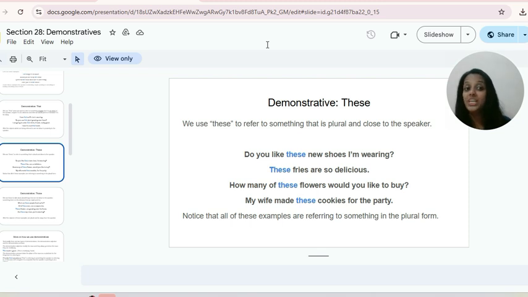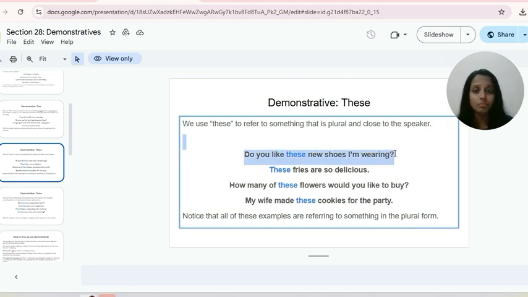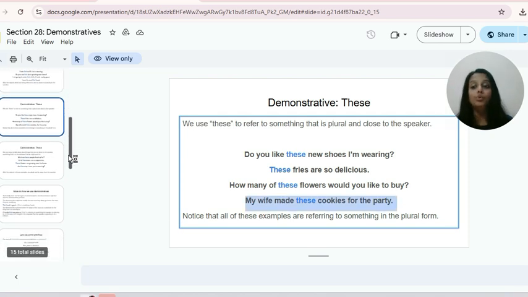So when do we use the word these? We use these to refer to something that is plural and very close to the speaker. Say, for example, do you like these new shoes I'm wearing? These fries are so delicious. How many of these flowers would you like to buy? My wife made these cookies for the party. So here we are referring to plural words. If something is close and more than one, we use the word these. Okay? So all these examples are referring to something in the plural form.